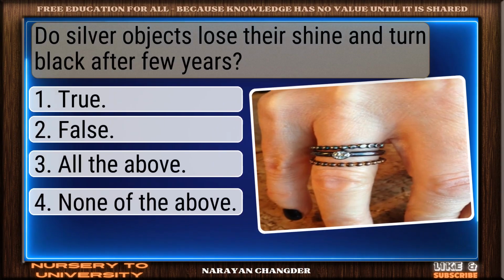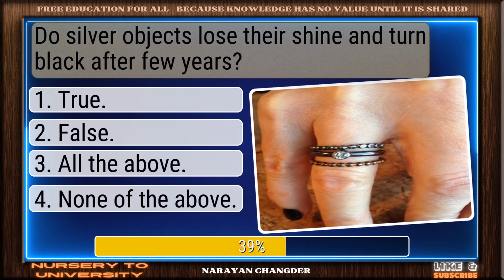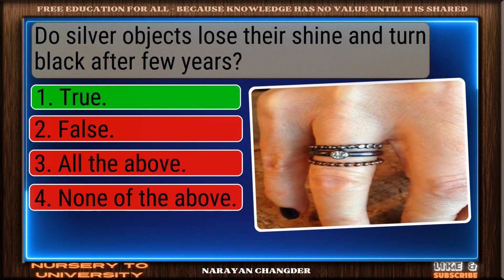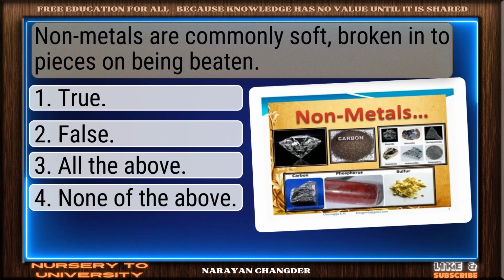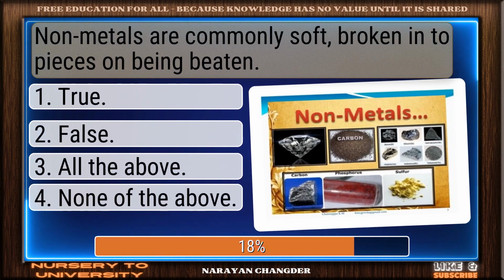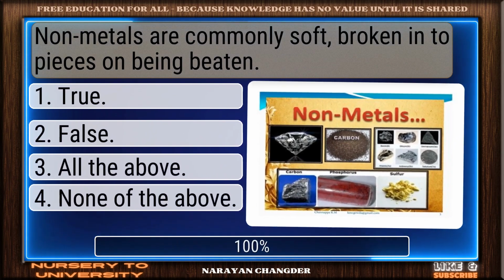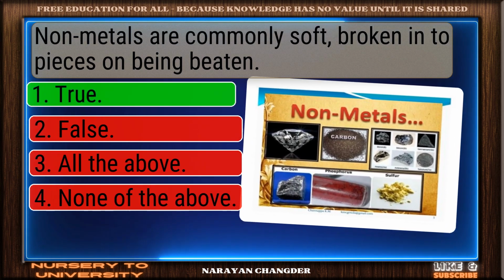Do silver objects lose their shine and turn black after a few years? Great job. True is the accurate answer. Non-metals are commonly soft, broken into pieces on being beaten. Sharp thinking. True is the right choice.